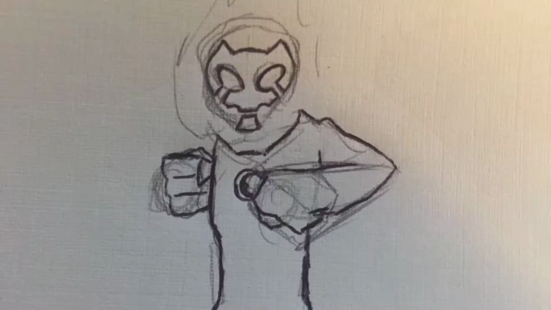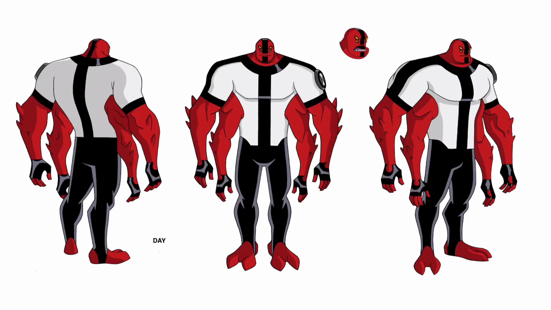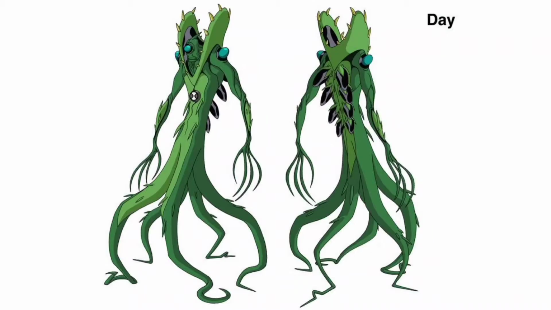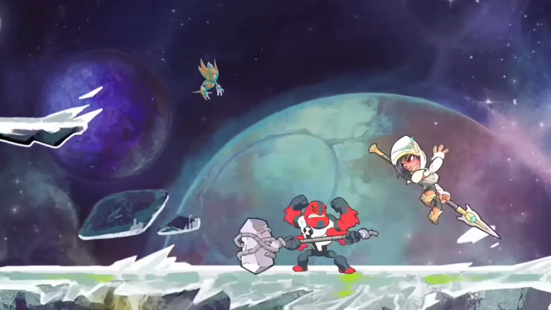This step is pretty self-explanatory. You draw, color, and cut. When drawing, I got myself a lot of references. These include reference sheets for Ben and all 5 of his aliens, the Kirby Crackle background, and even Brawlhalla actually for transformations.